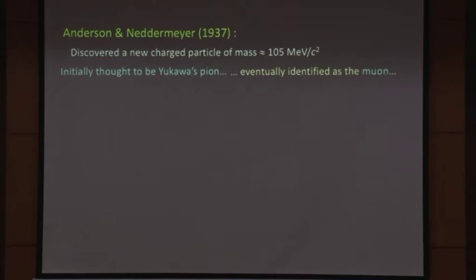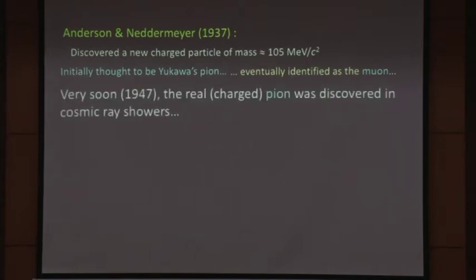Some of the properties did not match, and that led to a whole bunch of story there. I do not want to get into that, but it was essentially identified that these particles weren't very well known, and they said, okay, this is the muon or some other kind of particle. Then finally, in 1947, the real charged pion that Yukawa proposed was discovered in the cosmic ray.